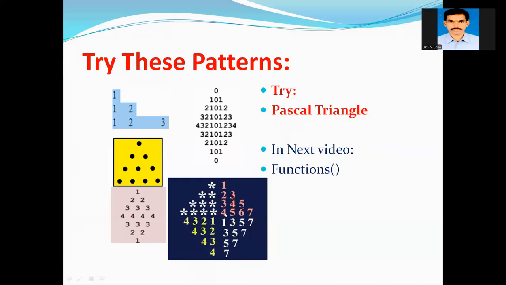Next you will try this Pascal triangle. Pascal triangle relates to (x plus 5) to the power of n. This is from the binomial theorem, Dvipada Siddhantam, (x plus 5) to the power of n, which means Pascal. He developed one triangle: 1, 1 1, 1 2 1, 1 3 3 1.